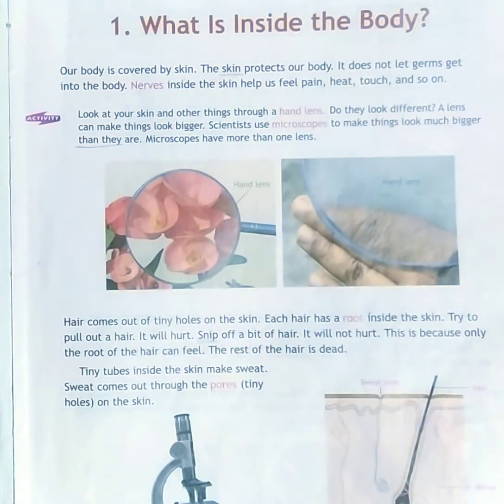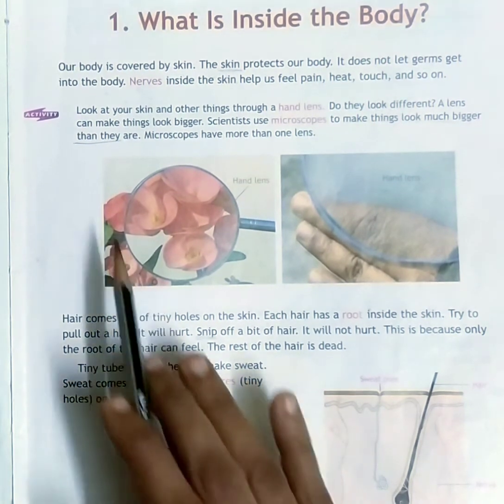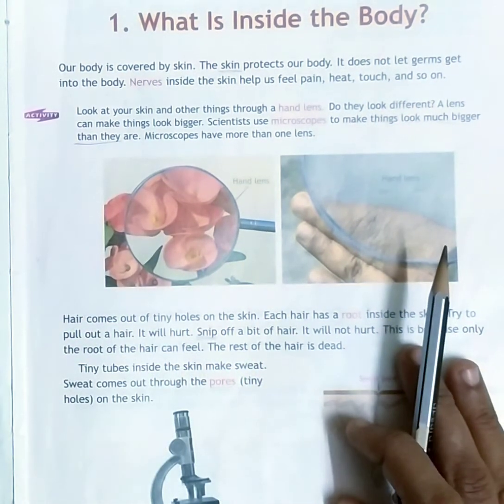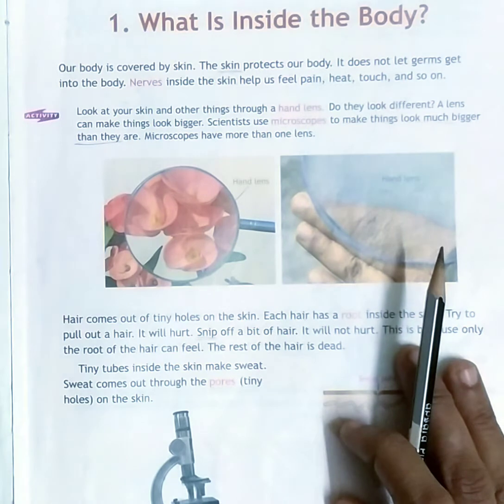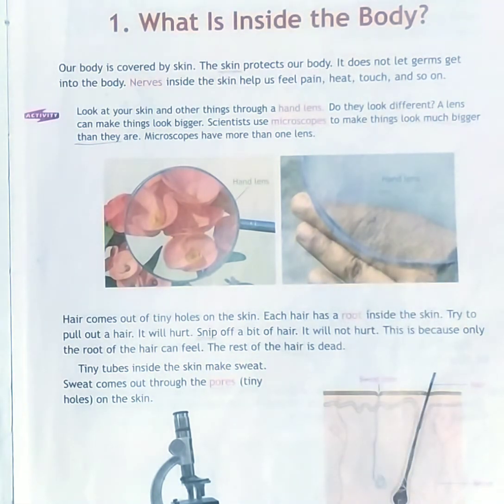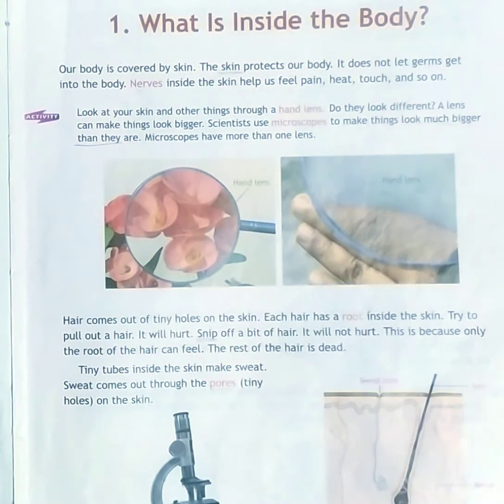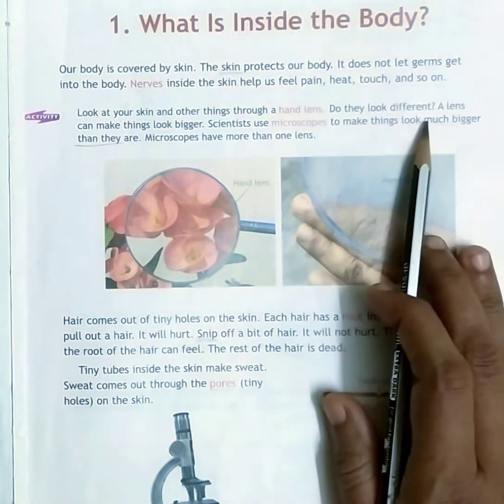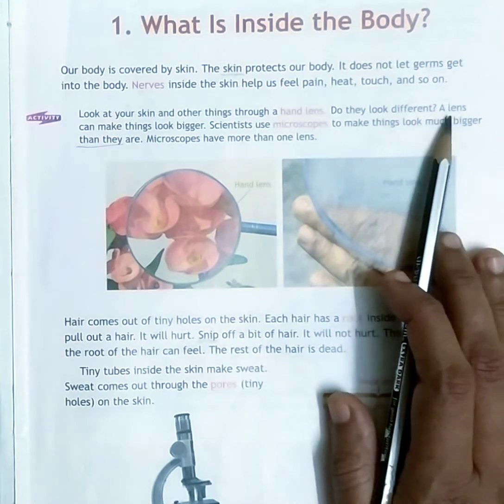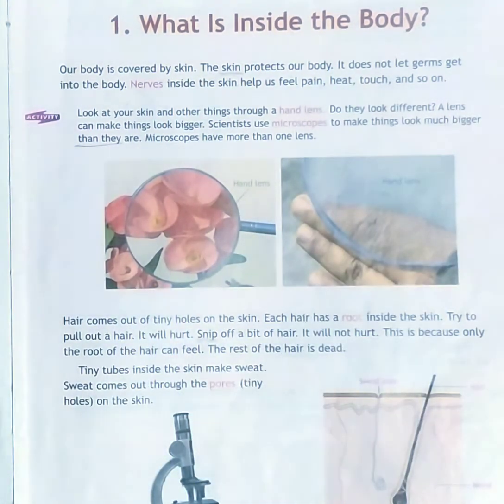In the book you have been given, an example is given. Just look at your skin. Take a hand lens. If you ask for a hand lens, your parents will give you. Just try it out. Look at your fingers or anything with the help of the hand lens. How does it look? It looks very different. It looks much bigger.